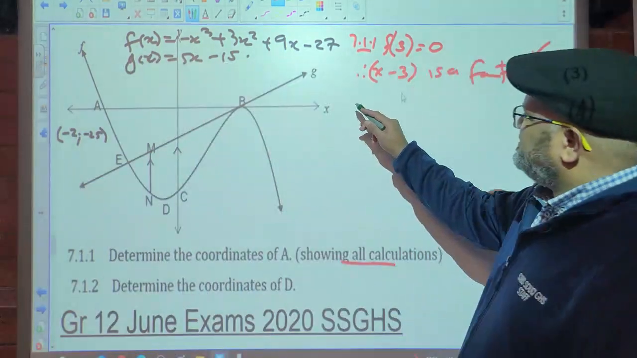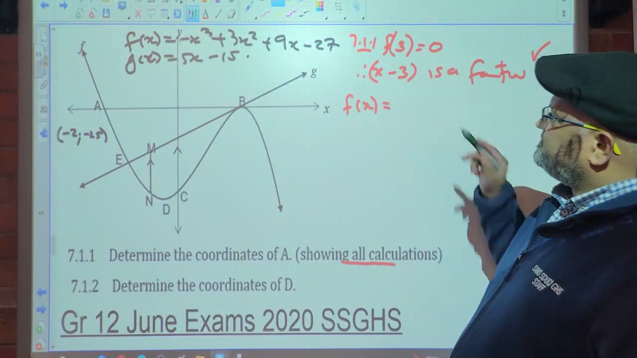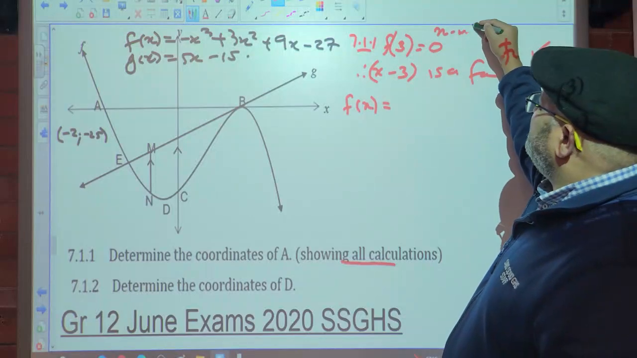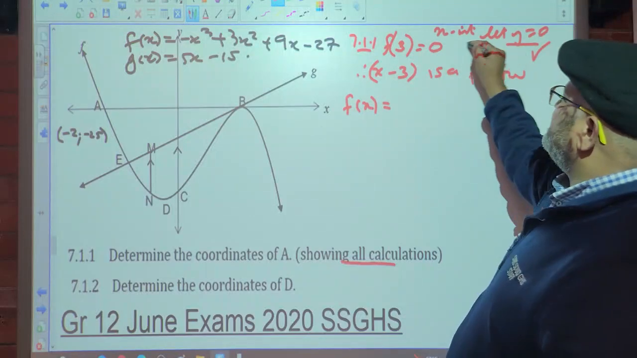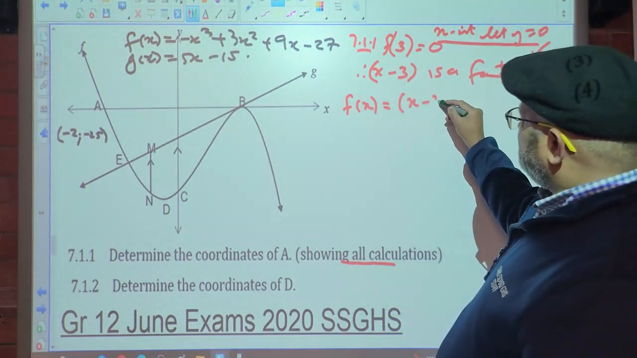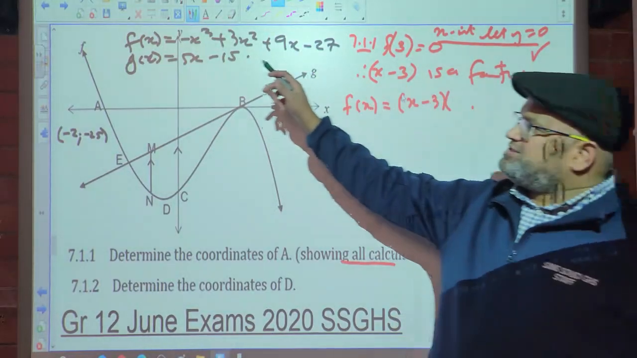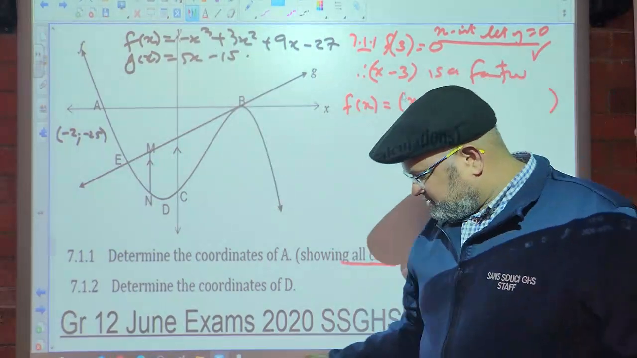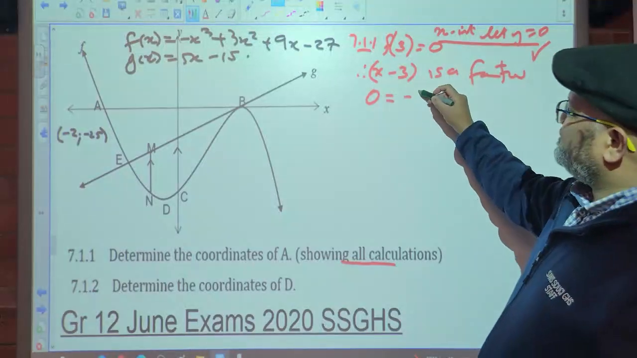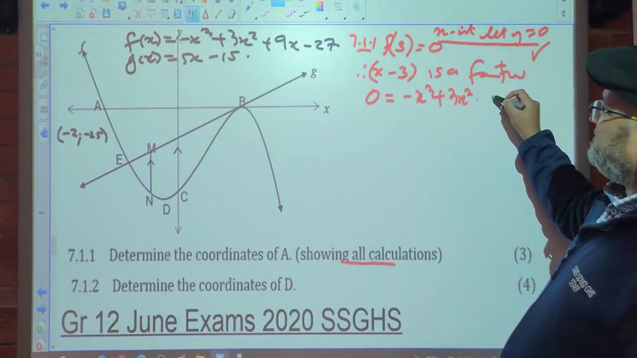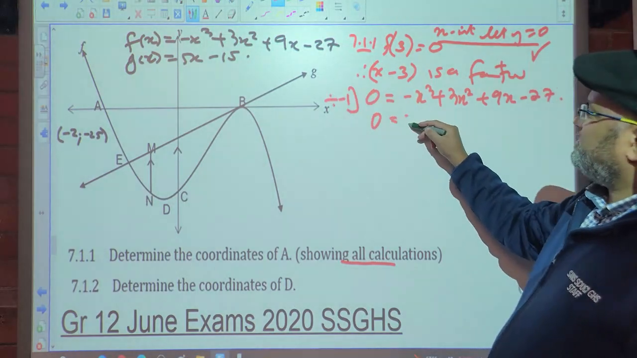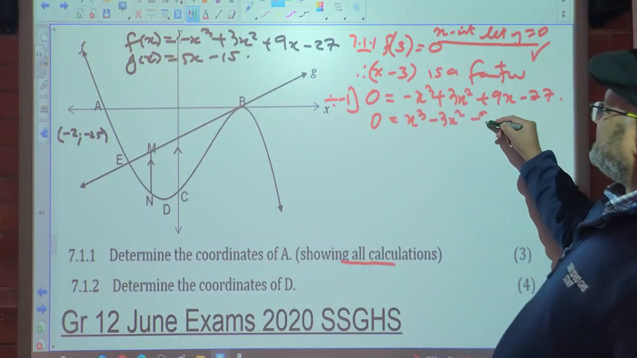Right. Now we're going to factorize. So we say f of x is equal to 0. Does this bear any marks? No, of course not. So we say x minus 3. There's a negative there, it's causing problems in our lives, but we love it. So 0 is equal to negative x cubed plus 3x squared plus 9x minus 27. So what do I do first? Divide by negative 1. So 0 is equal to x cubed minus 3x squared minus 9x plus 27.